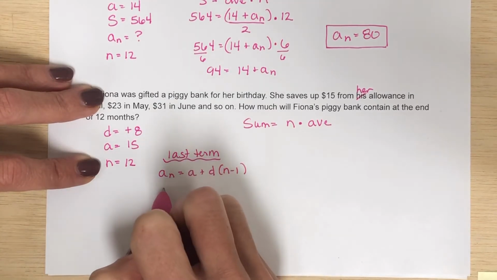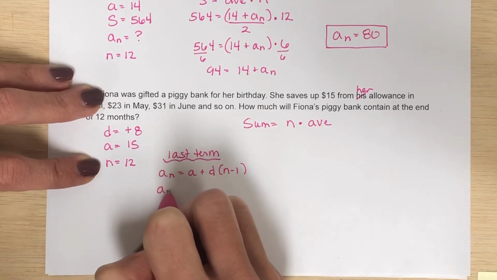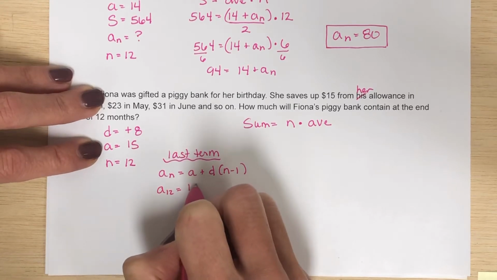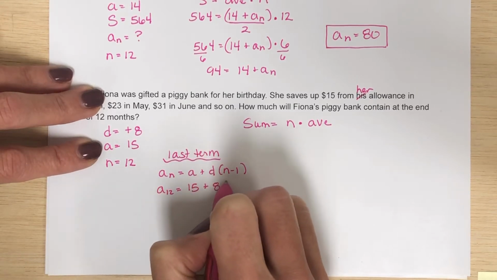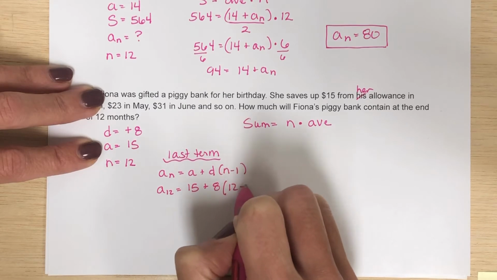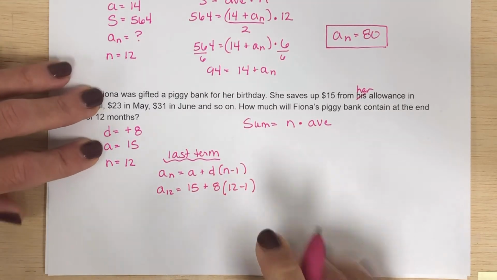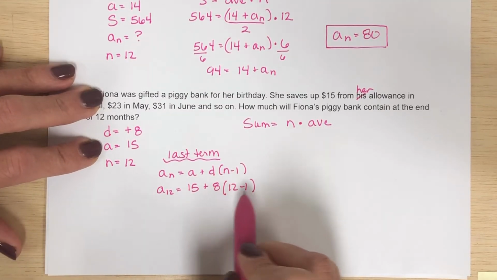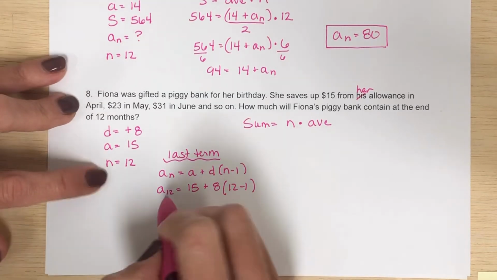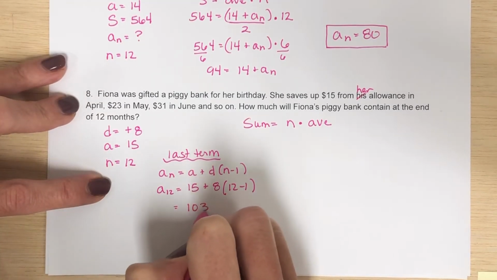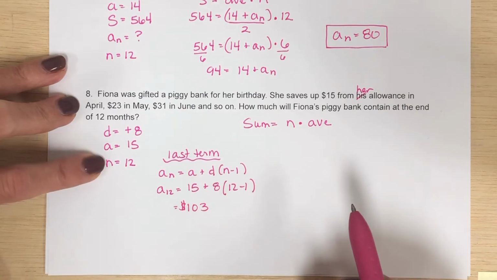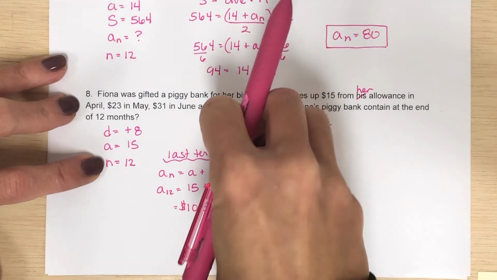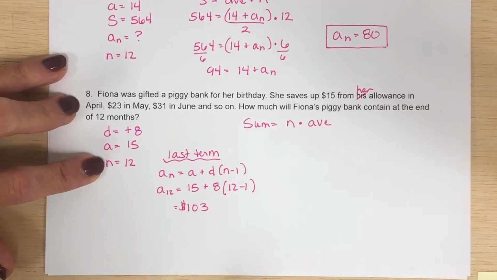So my last term is going to be my 12th term. It's my first term. My common difference is 8 and 12 minus 1. And when I go ahead and do the math there, 8 times 11 plus 15 is 103. So on the 12th month, she's going to be adding in $103 into her piggy bank.